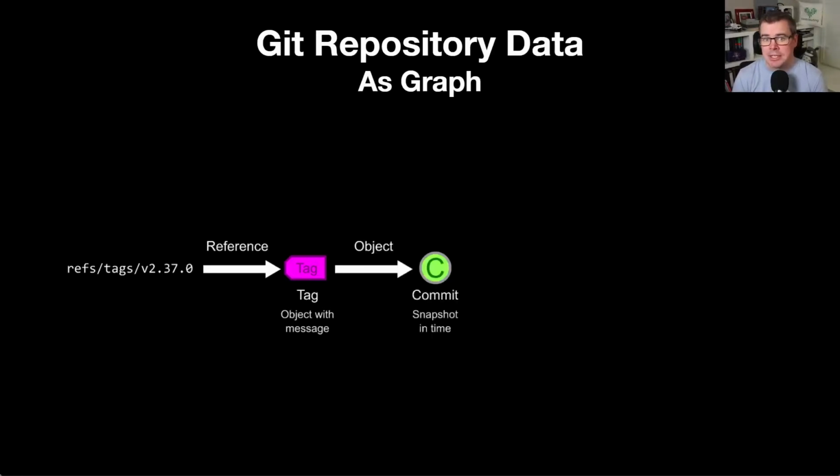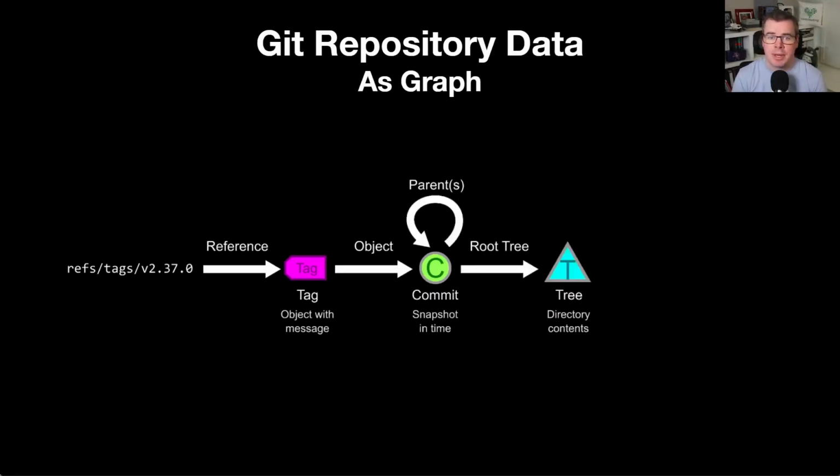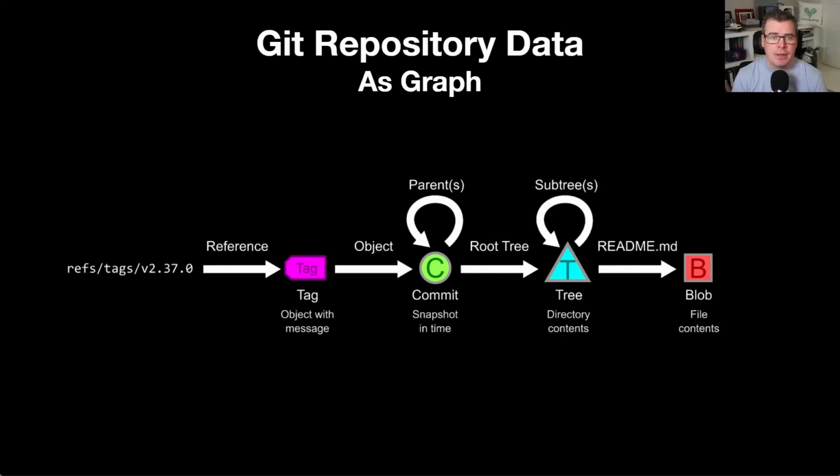The tag object has an object pointer pointing to a commit in this case. Commits have pointers to their parents and to their root tree. And tree entries point to other trees or blobs. We follow the entry for readme.md to find the contents for that file. I'll use this representation for the rest of the talk. Specifically, circles are commits, triangles are trees, and boxes are blobs.